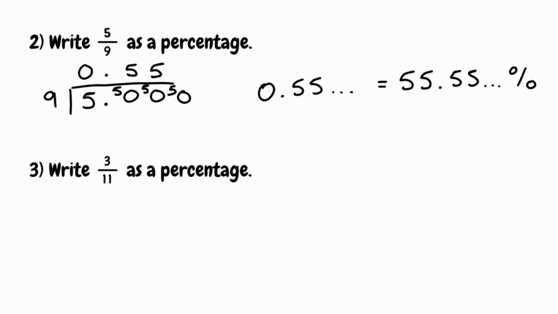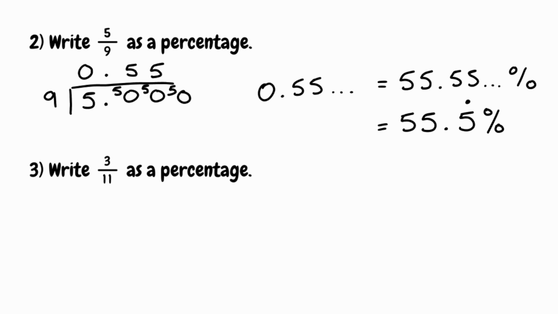Because that 5 after the decimal point is recurring, I can simply write this as 55 point, and then a single 5 with a dot above. That means that 5 after the decimal place is going to recur. And that is our final percentage. So 5/9 as a percentage is 55.5 recurring percent.